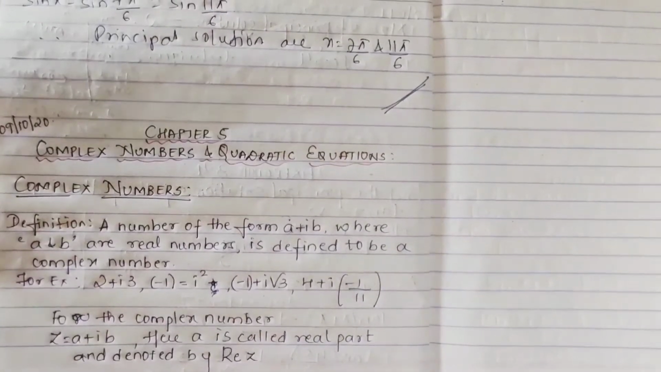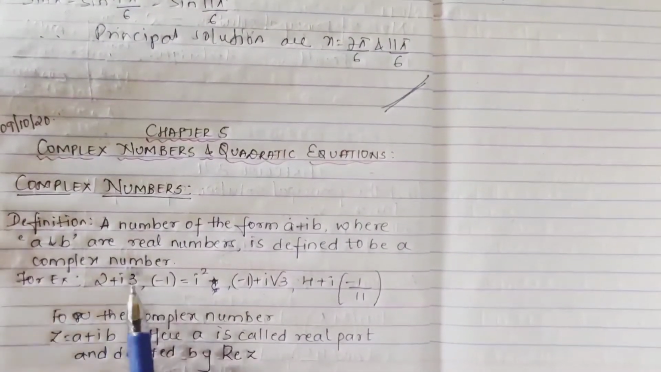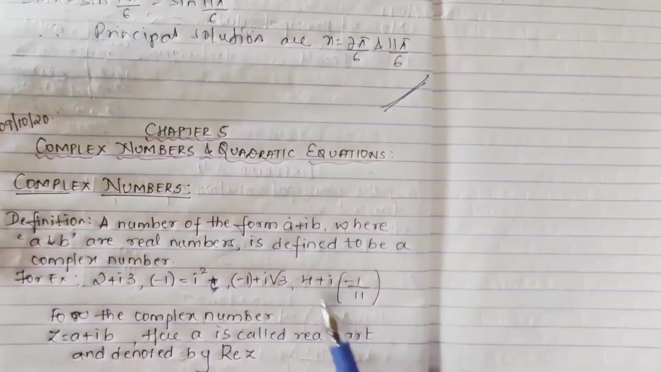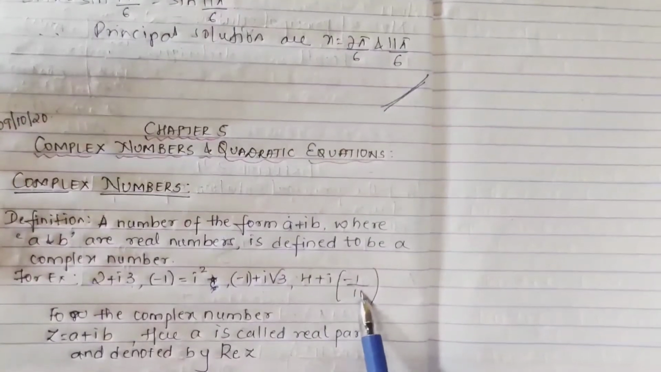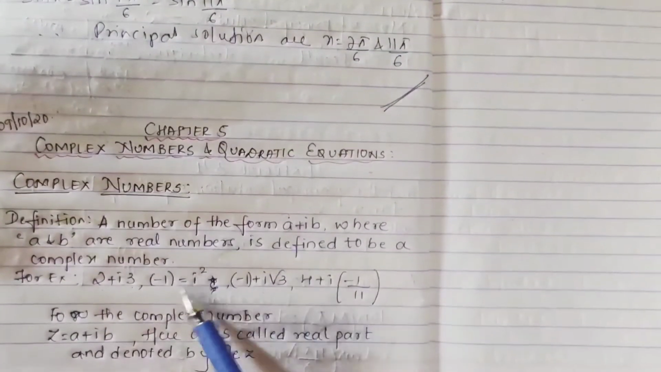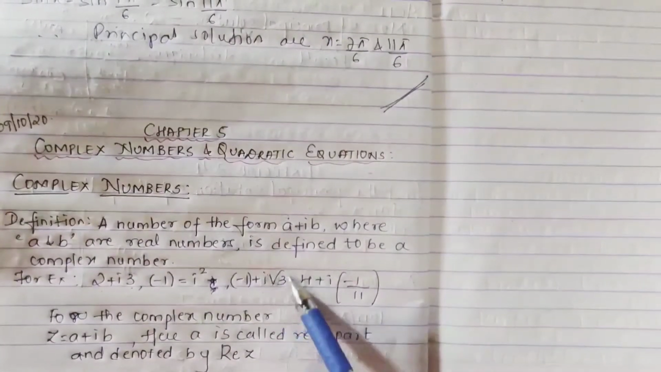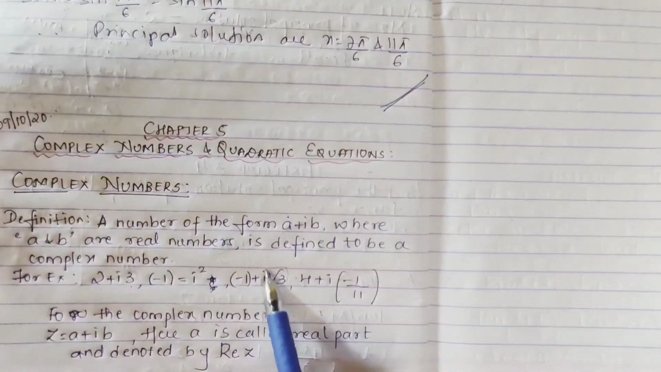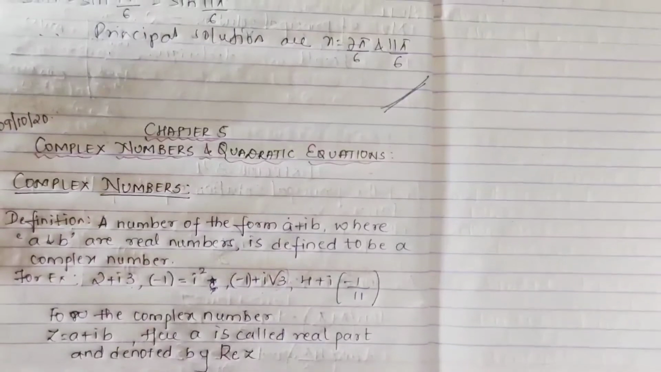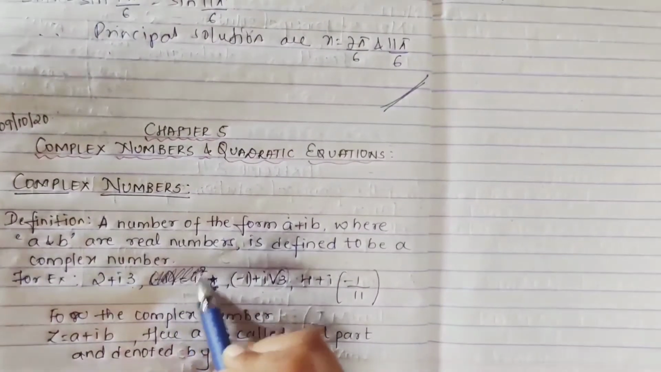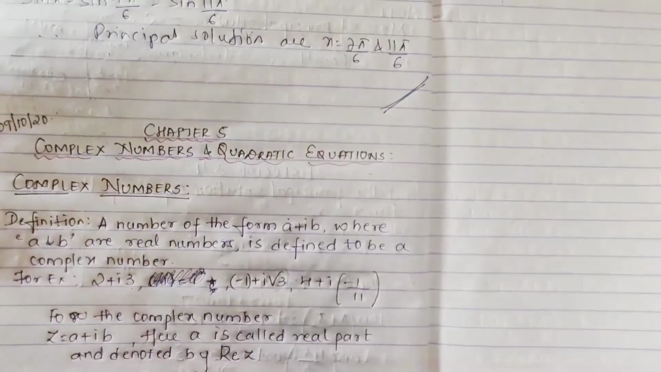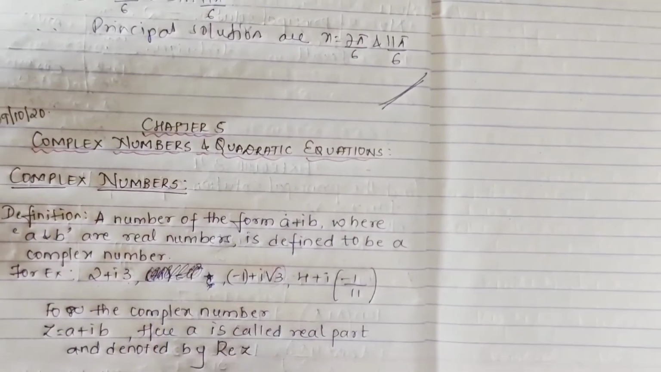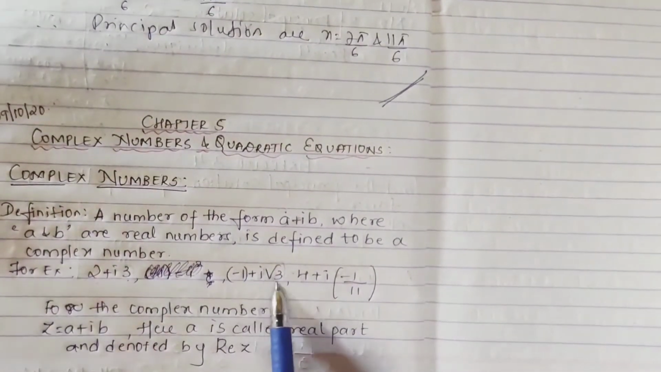For example, say 2 plus i3, minus 1 plus i root 3, plus 4 of i, minus 1 upon 11. If you can see, these all are real numbers only, right? 3 is also a real number, root 3 is also a real number, but it is linked with i. For that case, you don't write root of minus 1 and all, just take that part. Root of minus 1 is equal to i, you can write that. So minus 1 plus i root 3 and all.